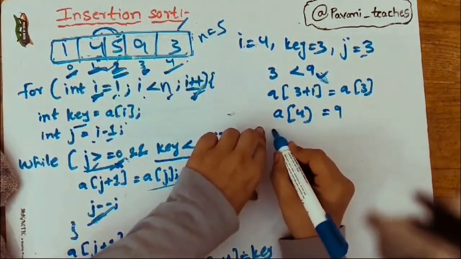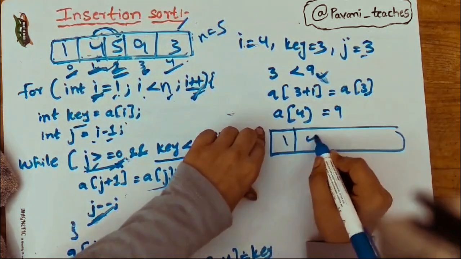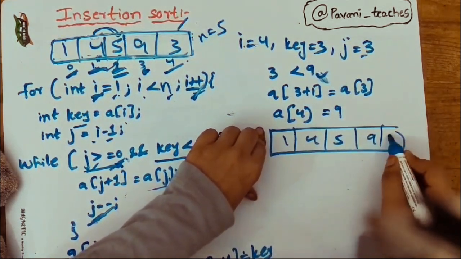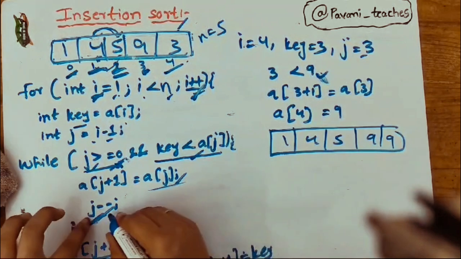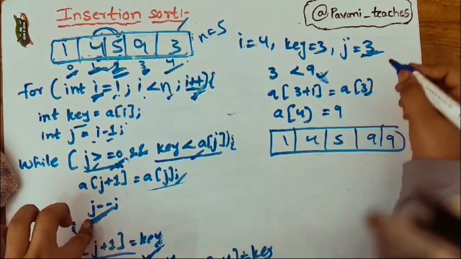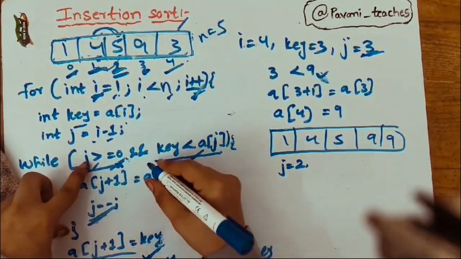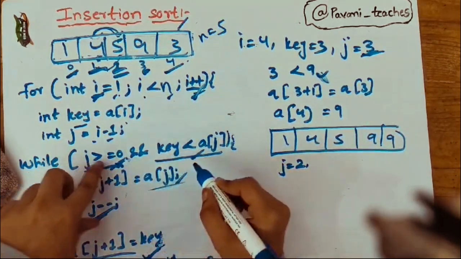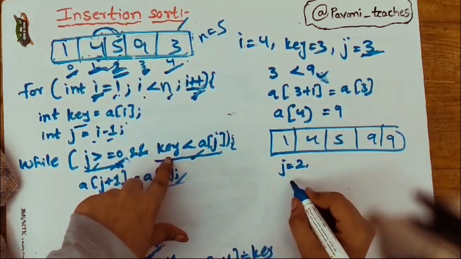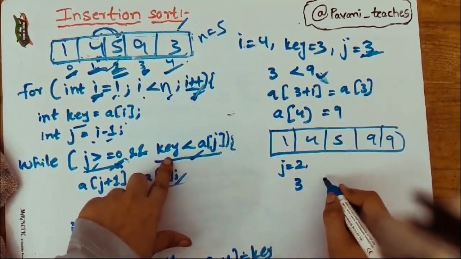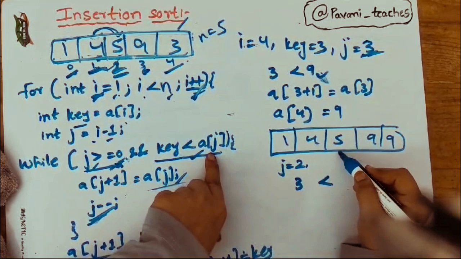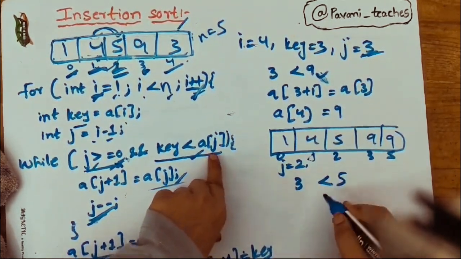Okay, after assigning this, the array will be 1, 4, 5, 9 and 9. Okay, after that we have to decrement the value of j. As before it is 3, now j will be equal to 2. Again it will check this condition, as j is greater than 0. And now we have to check this condition, that is, if 3 is less than a of j, meaning here 5. Okay, yes, this is true.